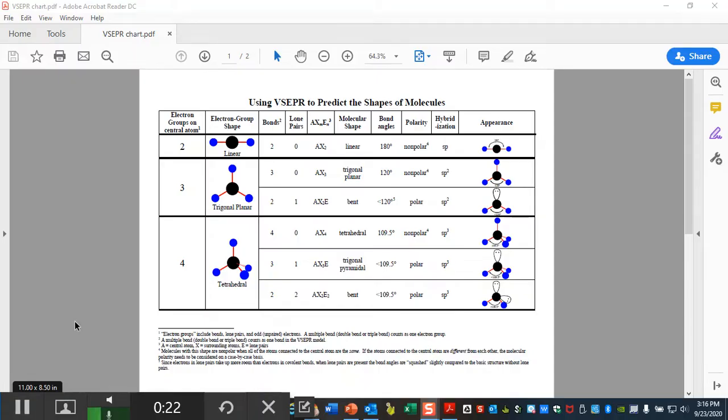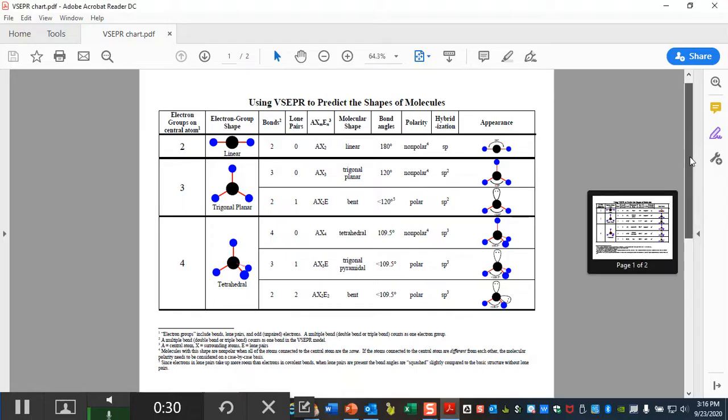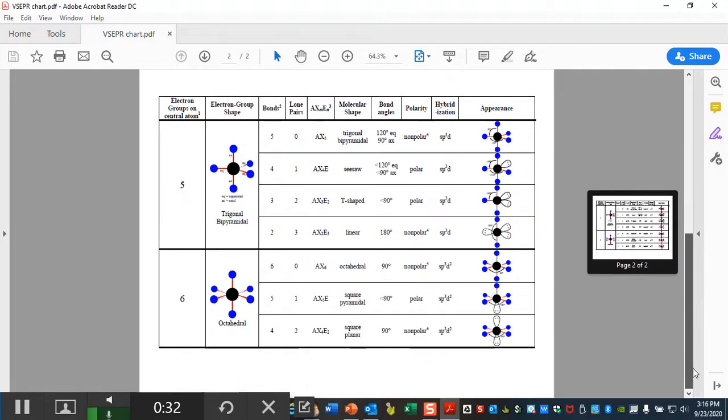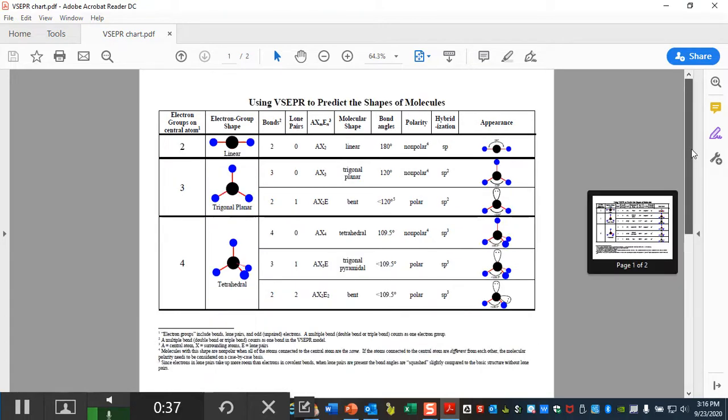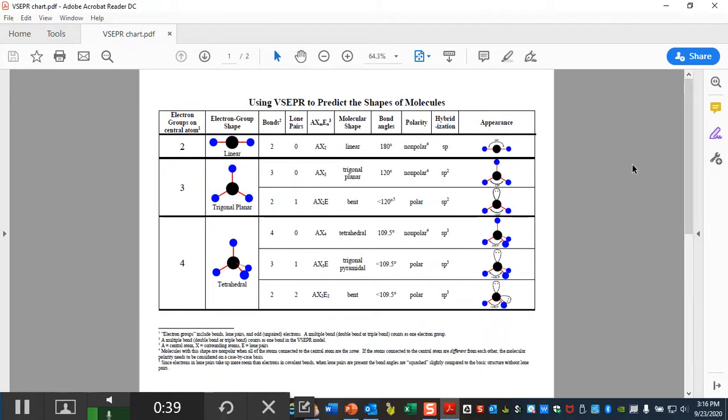For my students that are watching this video, I have given you access to a chart that looks like this. And there's lots of good information on here, so I would recommend not only having your periodic table out, but having this chart nearby as well.